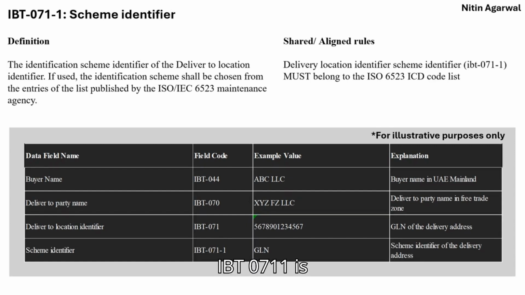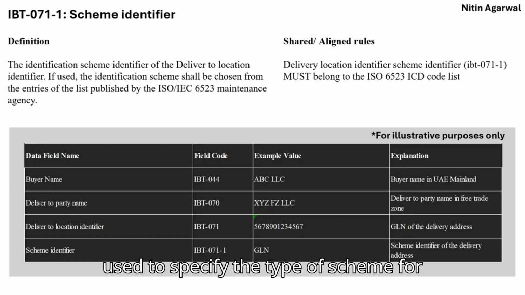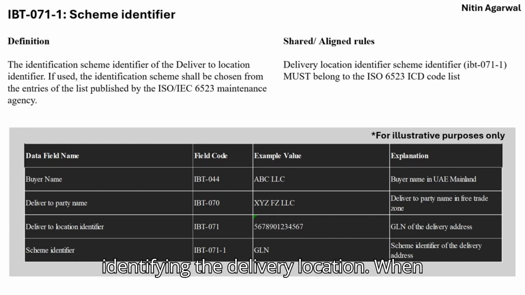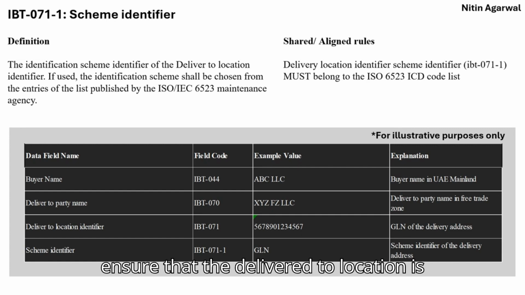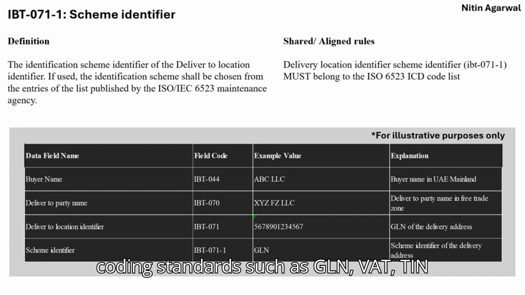IBT 0711 is used to specify the type of scheme for identifying the delivery location when IBT 071 is provided. It defines the coding system used to ensure that the delivered to location is recognized in a structured and interoperable format across different systems, authorities, and trading partners. IBT 0711 is essential for identifying the scheme type used in IBT 071. It supports various global and local location coding standards such as GLN, VAT-10, etc.